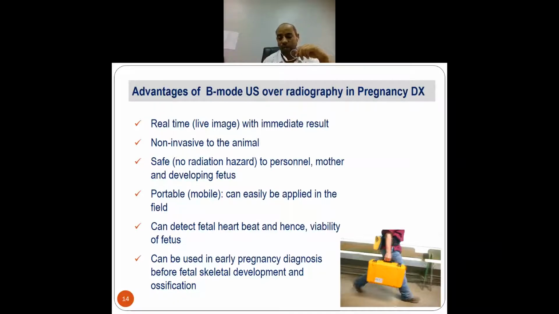The other advantage is that it can be used to diagnose early stage pregnancy, because ultrasound doesn't depend on the development of the bone system of the fetal skeleton. But in the case of radiography, for you to be able to see the image clearly, you need to wait until the fetal skeletal system is fully developed and ossified. That is a disadvantage by itself for radiography. But ultrasound doesn't require this criterion to be applied.